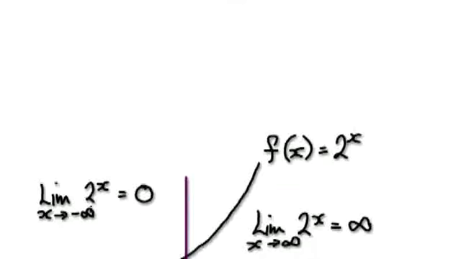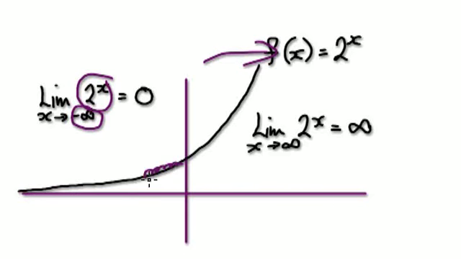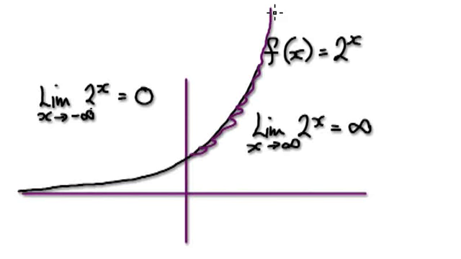Okay, let me give you another example of limits. So here, suppose you have a function f of x equals 2 to the power of x. You can say that the limit as x tends to minus infinity of this function is 0, because as you head towards minus infinity, you're going to head towards 0 here. And as you head towards positive infinity, you're going to head towards infinity up here.